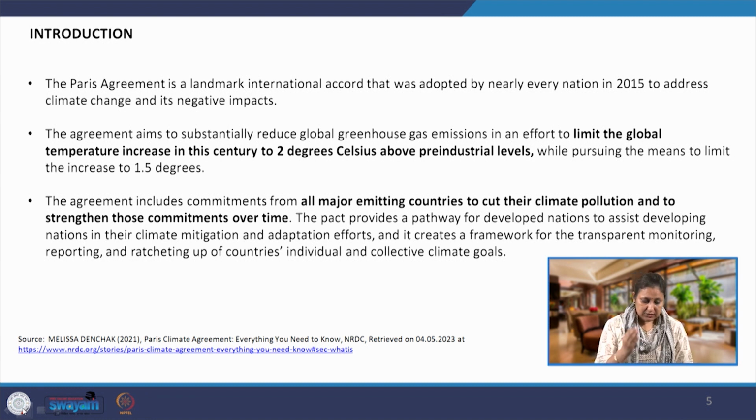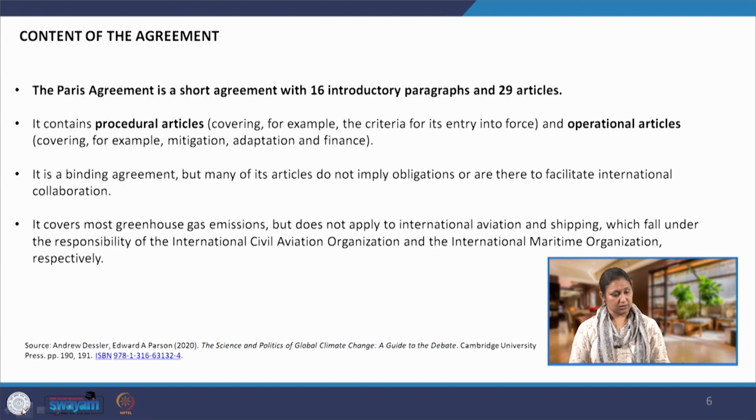And this particular agreement includes commitments from all major emitting countries. So, irrespective of developed or developing countries, all major emitting countries are to cut their climate pollution and to strengthen those commitments over time. So, unlike Kyoto Protocol, there is no distinction. There are certain distinctions, but there is no distinction between developed countries and developing countries. Everybody, all countries are required to cut down their emissions, which was not there in Kyoto Protocol earlier.